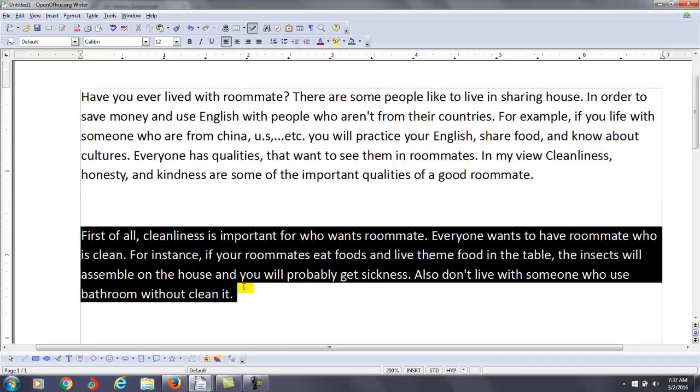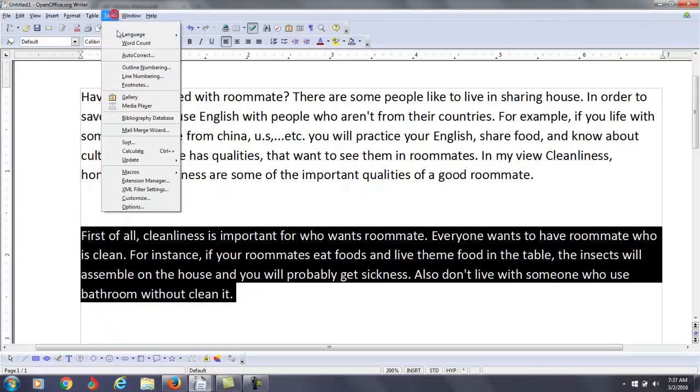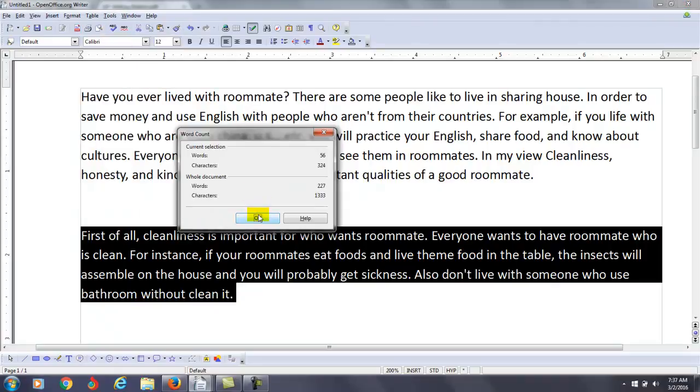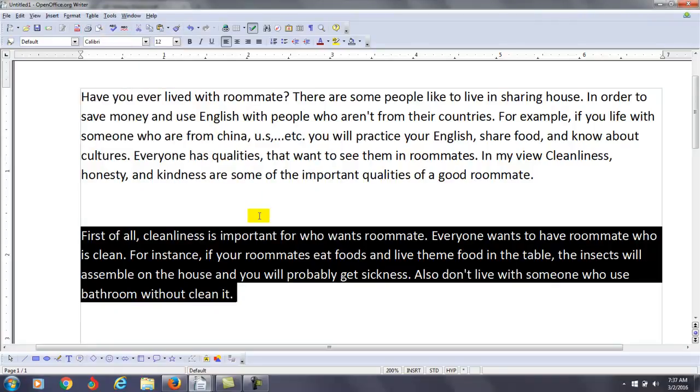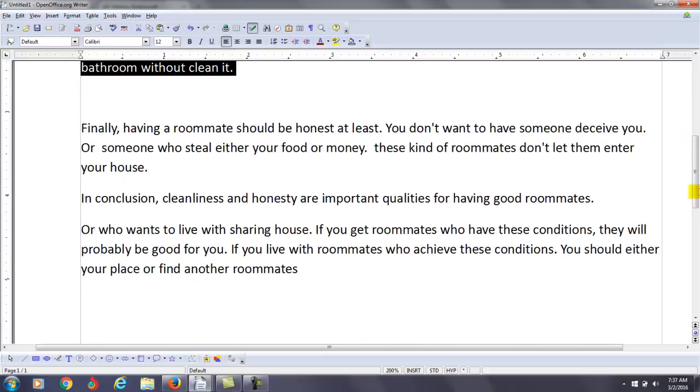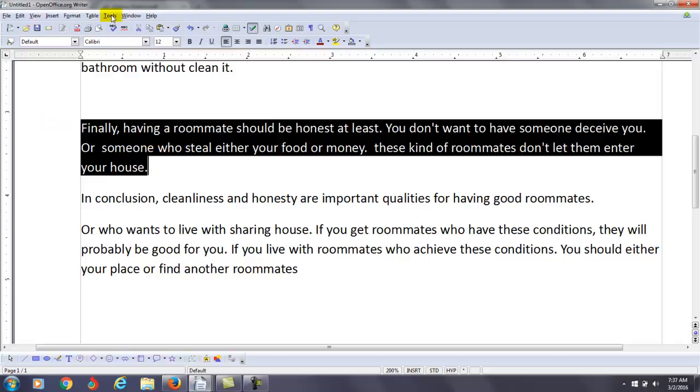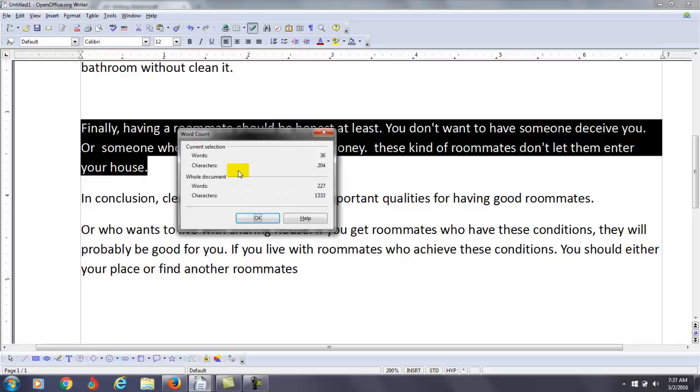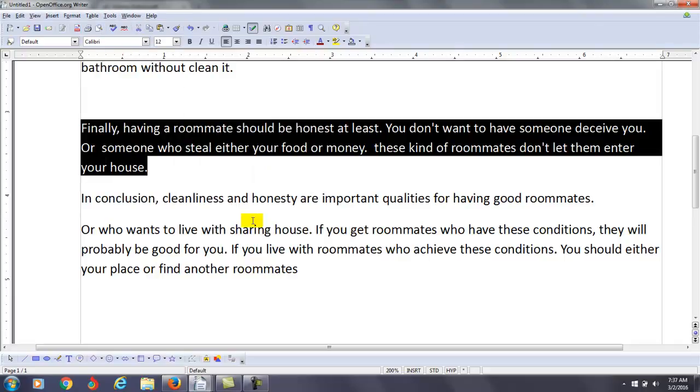So your first body paragraph, 56 words. My recommendation is I'd like you to get closer to 100 words on these body paragraphs. So then you have this paragraph, 36 words, not going to be very good. It's hard to get a high score here if you don't really develop your ideas.